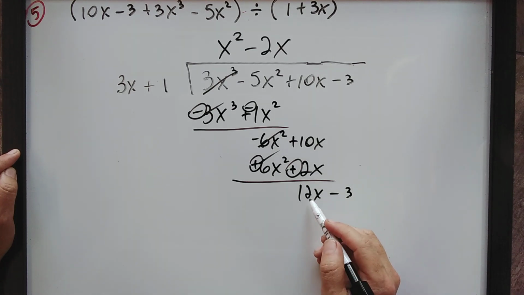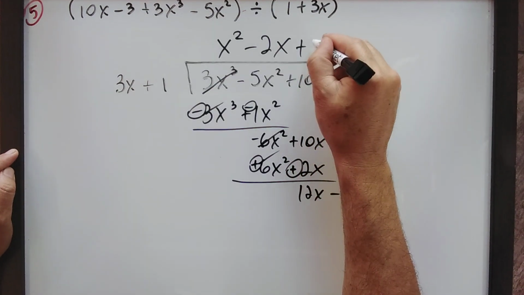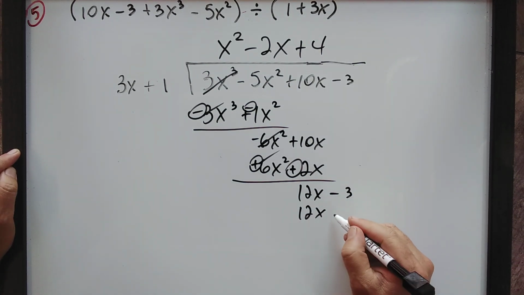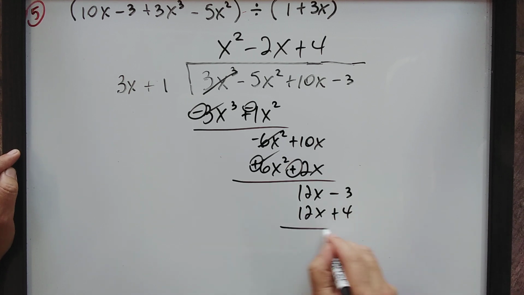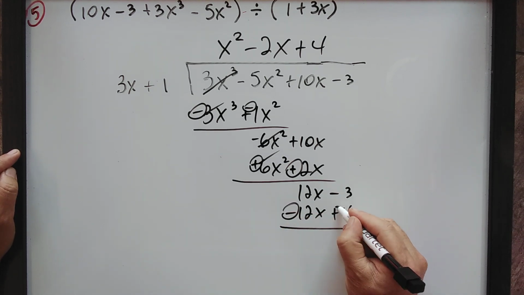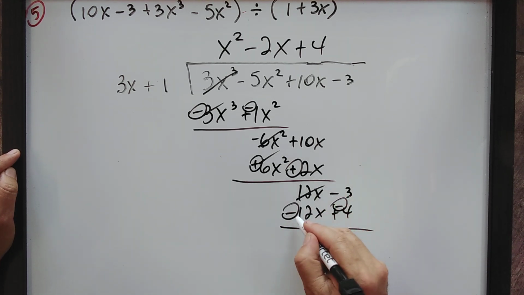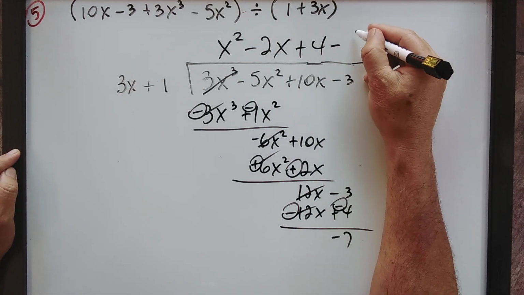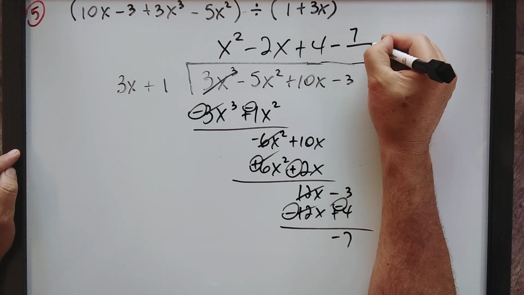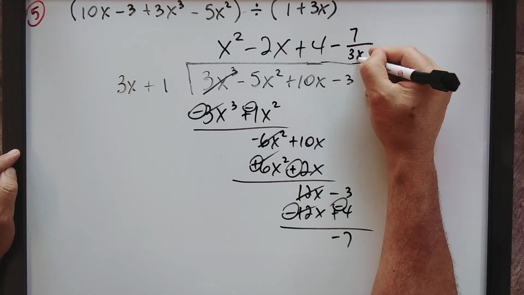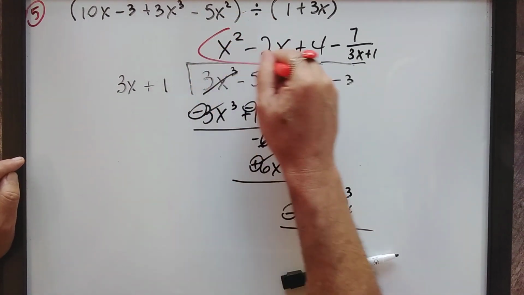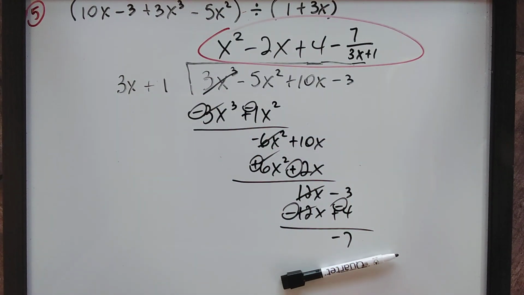And divide one more time. 12x by 3x is positive 4. 4 times 3x is 12x. 4 times 1 is 4. We subtract, change signs to the opposite. This cancels out, that gives you negative 7. So in this case, I got a remainder. That is minus 7 over my divisor, 3x plus 1. And this right here, guys, is the answer.